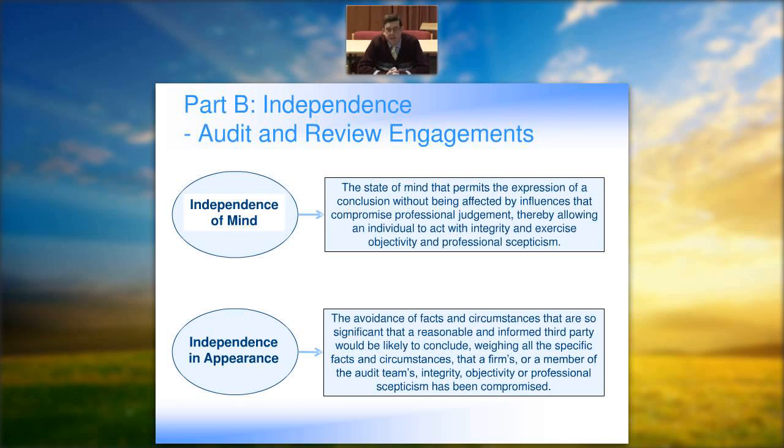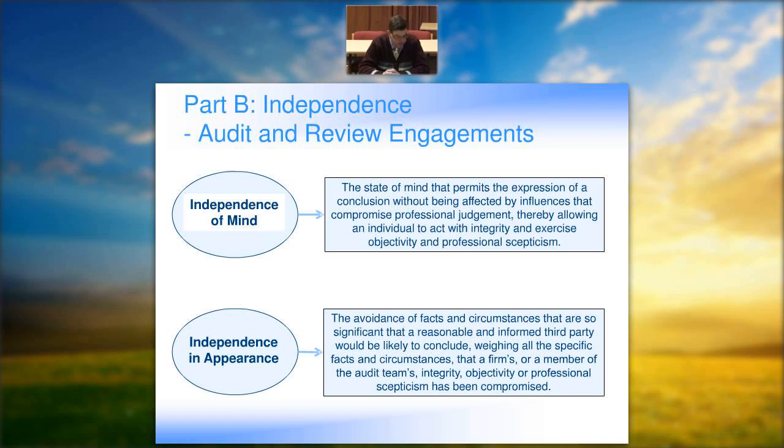Also, then, it's important to be said that there's two things here. There's independence of mind and independence in appearance, or what's sometimes called independence in fact and independence in appearance. Independence of mind, basically, it's what's in your mind. So it's the state of mind that permits the expression of a conclusion without being affected by influences that compromise professional judgment, thereby allowing an individual to act with integrity and to exercise objectivity and skepticism.